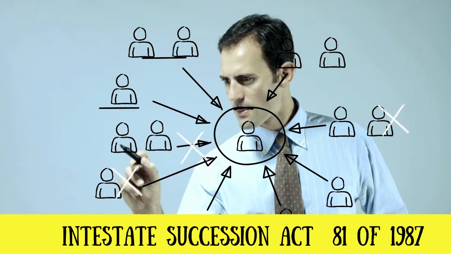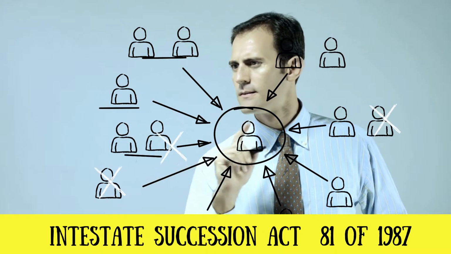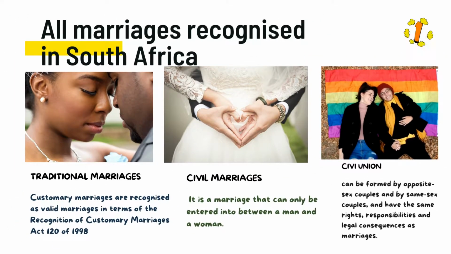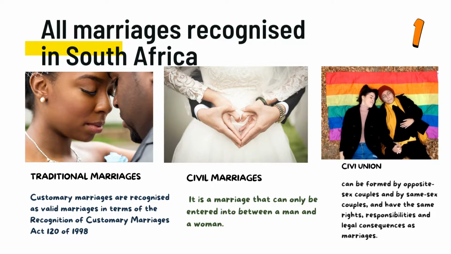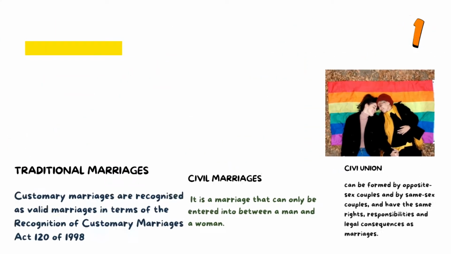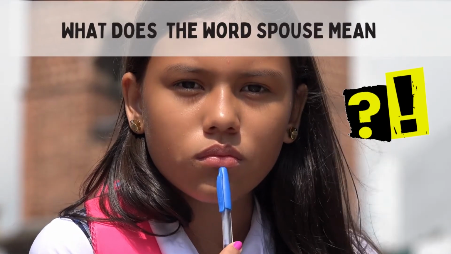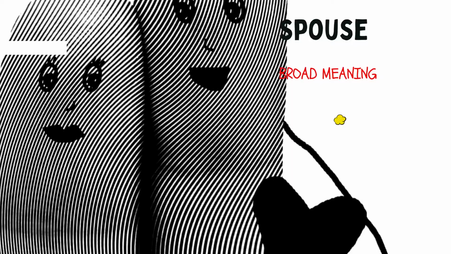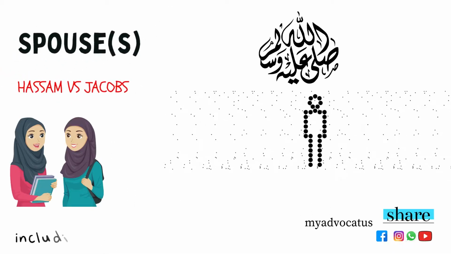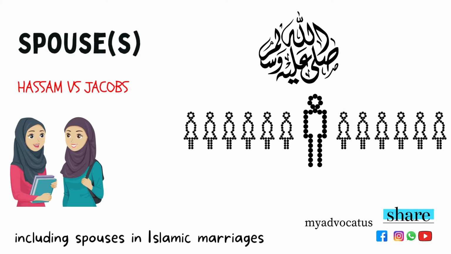Before applying the inheritance formula, please take note of the following points. Number 1. This formula applies to all types of marriages recognized under South African law. Number 2. The word spouse has a broader meaning in terms of this Act. It includes all spouses in polygamous marriages. This position was confirmed in the 2009 Constitutional Court case of Hassam v Jacobs and others.